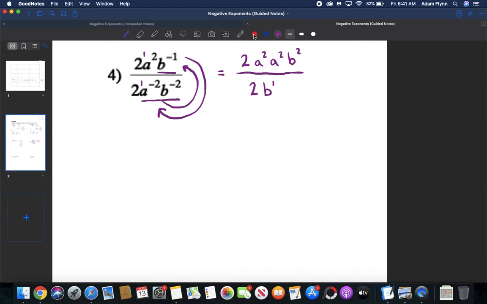At this point, I have all positive exponents, so I can go ahead and use the quotient rule and the product rule to simplify this. Okay, so the first thing I'm going to do is take care of my big numbers. So I have 2 over 2, which I know can be simplified to 1 over 1.